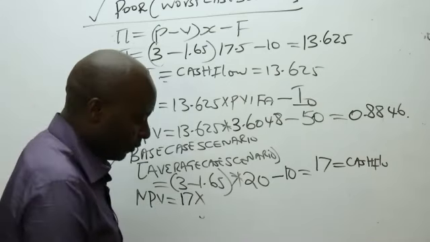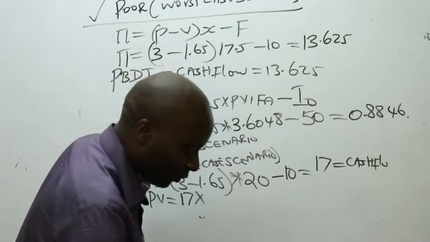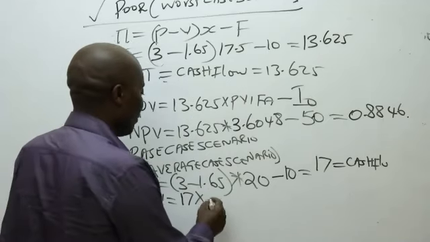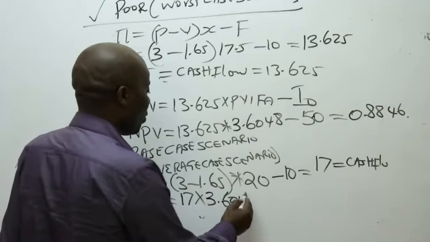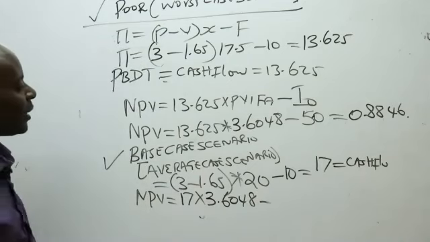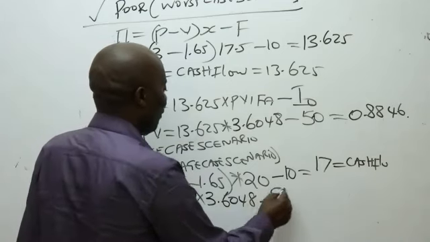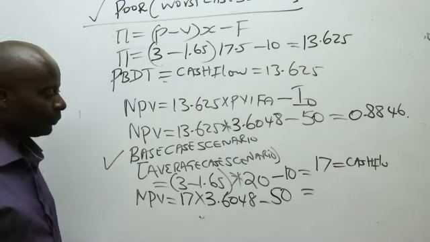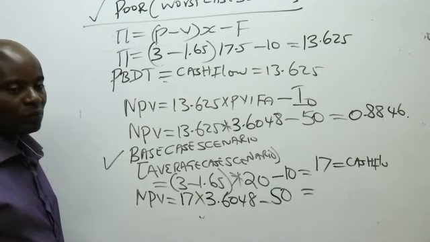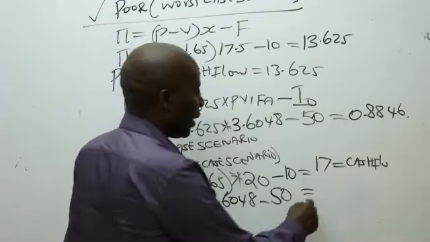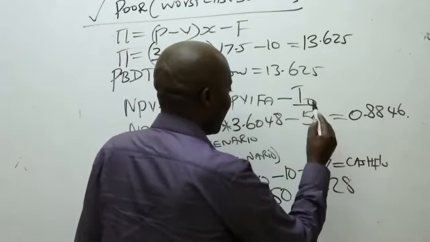17 times the PV FAR, which is 3 point what here, somebody? 3.6048 minus the initial outlay of 50. So then at the end of the day, we'll end up getting what figure, somebody there? 11.28. 11.28 like that. Thank you very much.